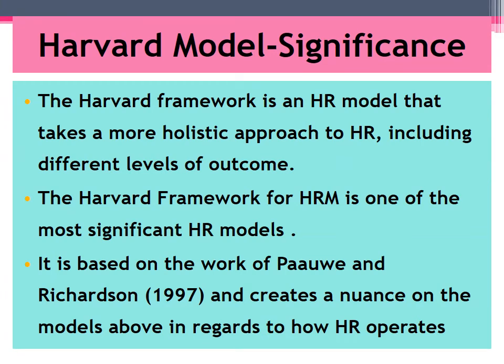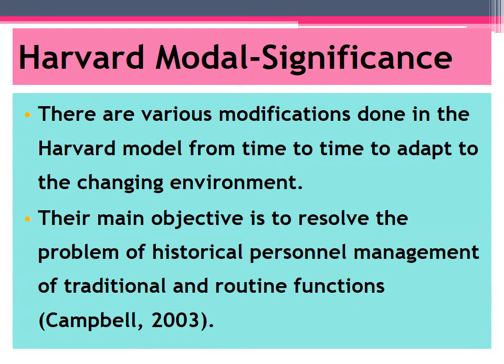Now we move to the next slide, that is the significance of the Harvard model. The Harvard Framework Model is a human resource model that takes a more holistic approach to human resource, including different levels of outcome. The second point is that the Harvard Framework for Human Resource Management is one of the most significant human resource models. The third point is that it is based on the work of Paul and Richardson and creates a nonce on the models above in regards to how human resource operates.